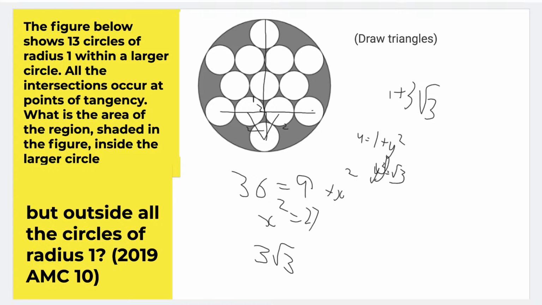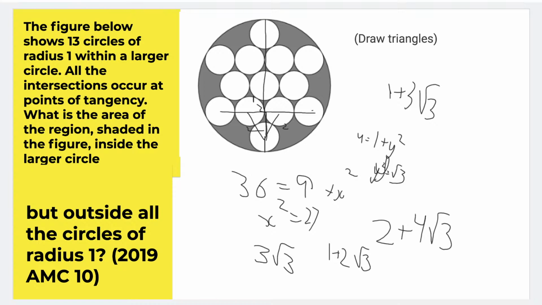Now, if this is the square root of 3, we know this segment is just 1. It's the radius again. So 1 plus 1, which is 2, plus the square root of 3 plus 3 square root of 3, which makes it 4 square root of 3. That's the diameter of the bigger circle. So if that's the diameter, what is the radius? It's just 1 plus 2 square root of 3, which is the radius of the bigger circle.